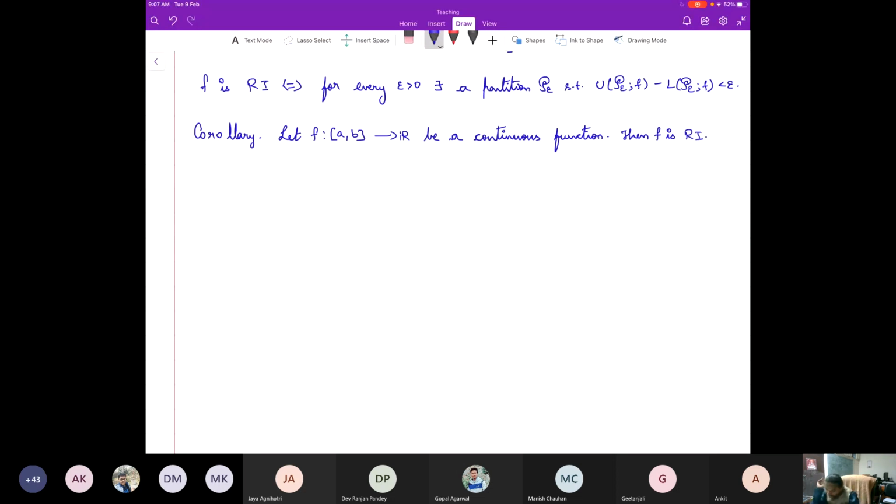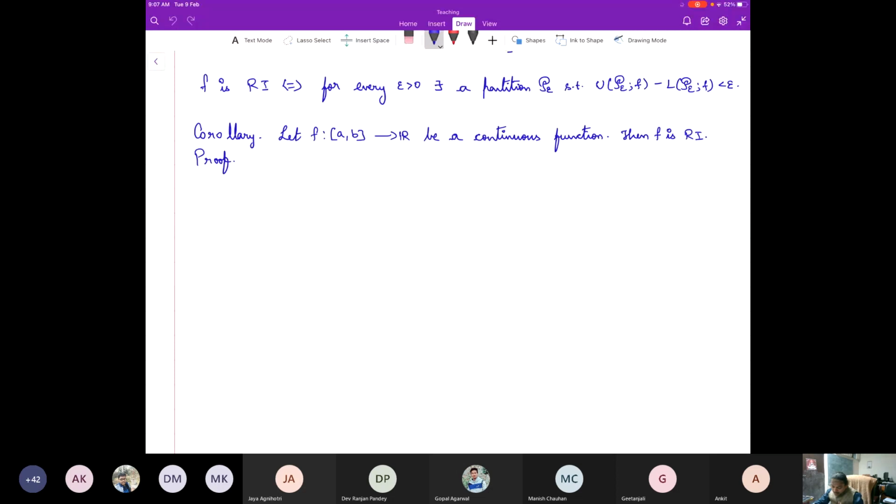Yeah. So one thing that you'll have to note is that I haven't assumed that it is bounded. Is it necessary? So should I assume that the function is a bounded continuous function? No, sir. Continuous on a closed interval, so boundedness is implied. Exactly right. Right.